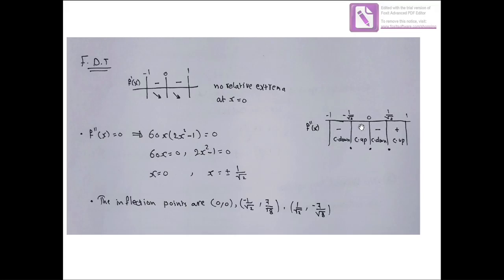So we conclude these points: (0, 0), (minus 1 over root 2, 7 over root 8), and (1 over root 2, minus 7 over root 8). All of these 3 are points of inflection, since the second derivative is equal to 0 and it changes concavity at these points.